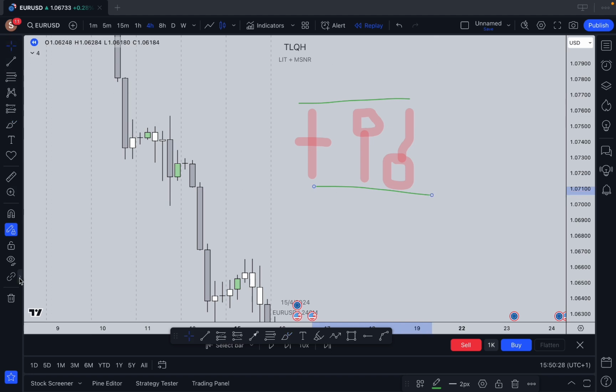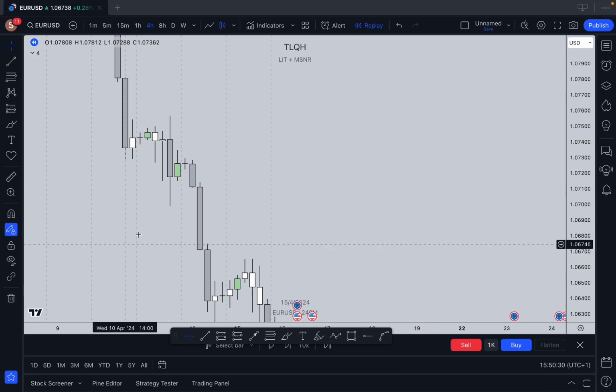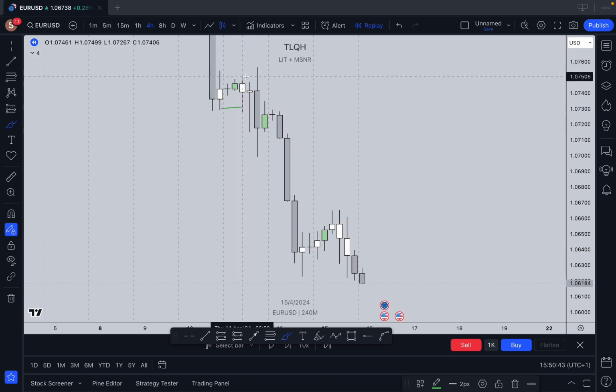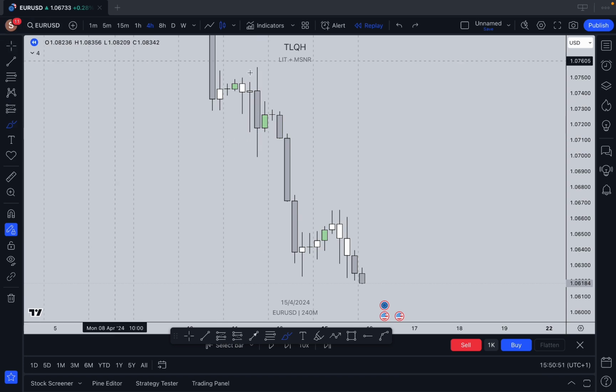So if we now have a look on the chart, you can see even just here, even when we are in a heavy bearish downtrend, price comes, takes out this liquidity candle, it has a reaction. Price comes, takes out this liquidity candle, it has a reaction. Here has a reaction.